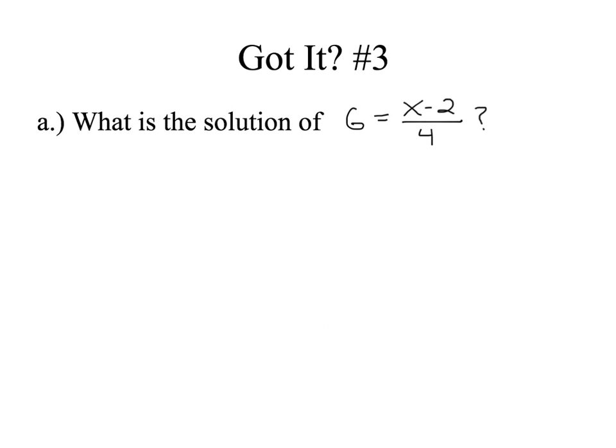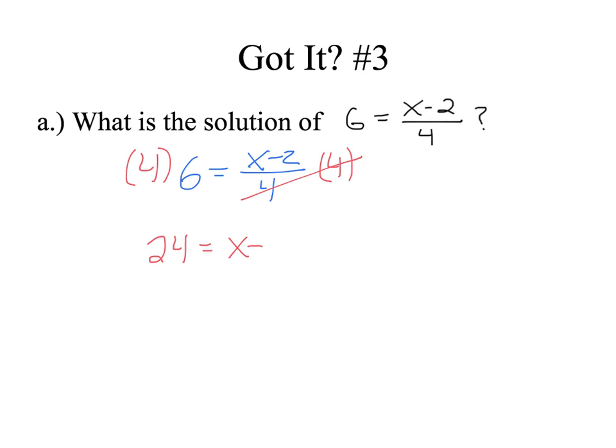Okay, got it, number 2. So we have 6 equals x minus 2 on the top and 4 on the bottom. So to get rid of the fraction, let's multiply both sides by 4, and the 4s cancel out. So on the left I have 24, and on the right I have x minus 2. And then to isolate the variable, to solve for x, you want to add 2 to both sides, and you get x equals 26.